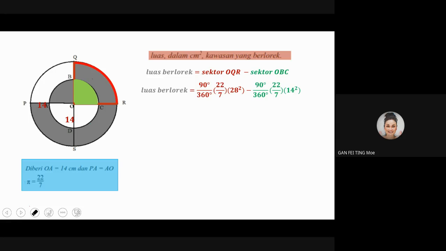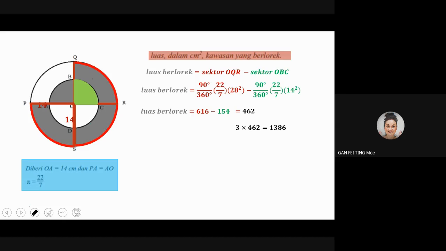So what do I do? Sub into the formula. 90 degree or 1 over 4, 1 over 4 pi r squared. Your r is 28. Then take away 1 over 4 pi r squared. Your r now is 14 for the green region. So you get the answer of this, 462. And the 462, how many times does it repeat? It repeated 3 times. So 462, you times 3.